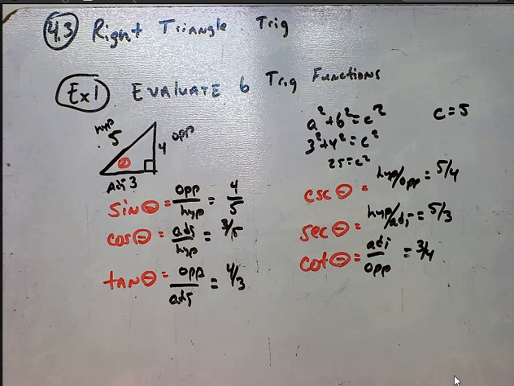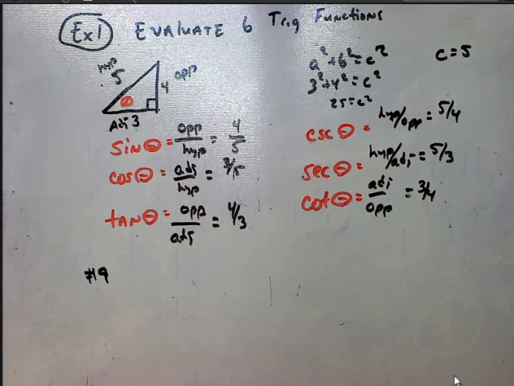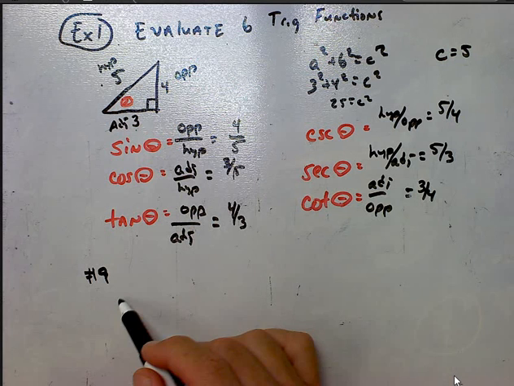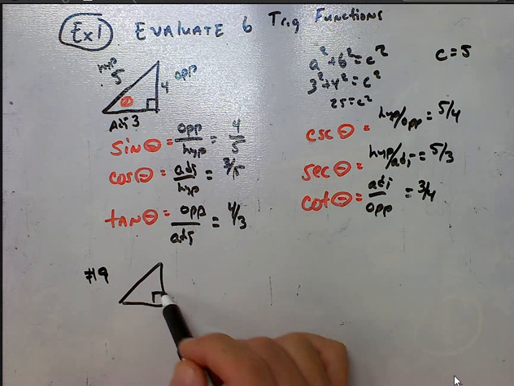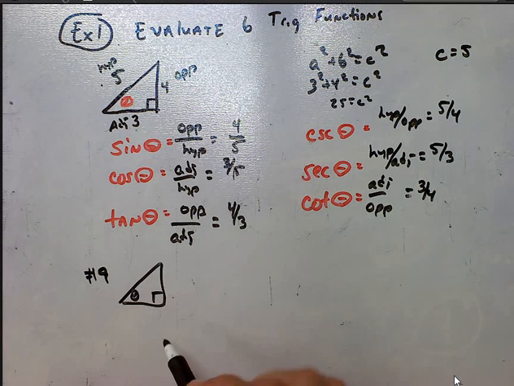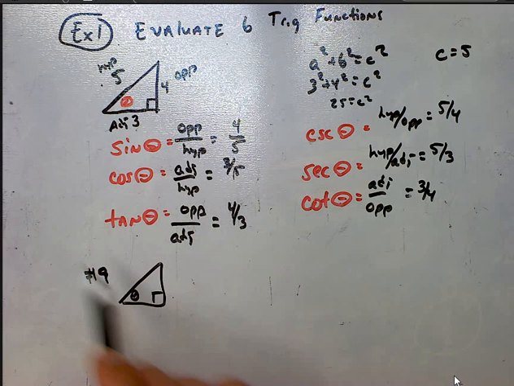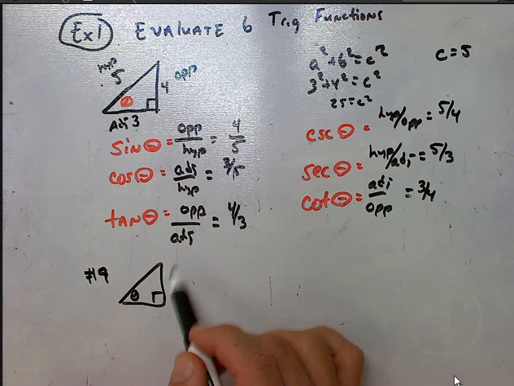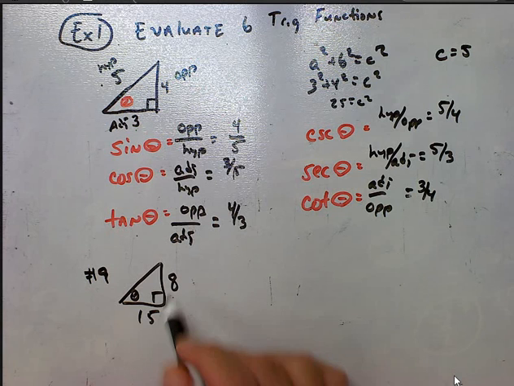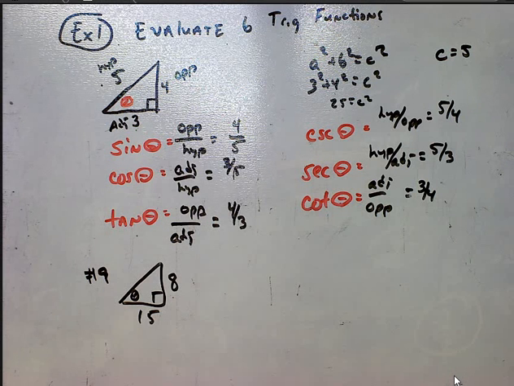Okay, let's go ahead and try number 9 out of the book. Number 9 in the book gives you a triangle like this. It tells us the angle's down here, just like in mine. Doesn't mean the angle's always going to be there. This is 8, this is 15, and we're looking for the 6 trig functions. Go ahead and press pause, see if you can figure it out.